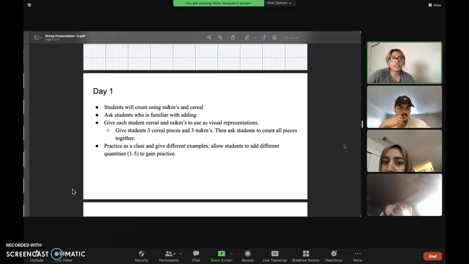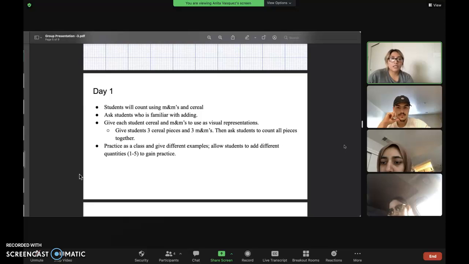So pretty much day 1 is just going to be classwork so that everyone's familiar with it and they get practice. Then we'll start off by doing different examples. Students will be able to say, add 2 M&Ms to the problem or add 3. So it's just a different variety so that there are different problems, and so that we can all work it out together, and this will eventually allow them to gain practice.